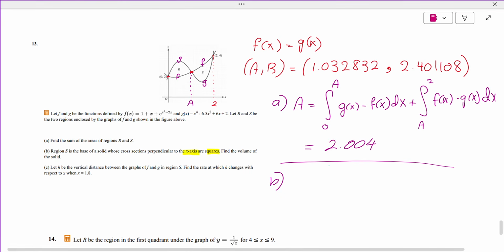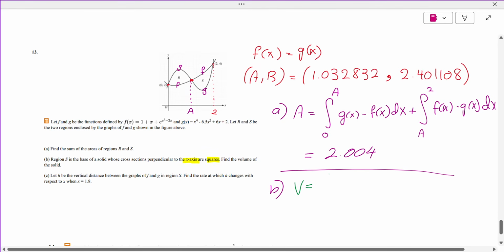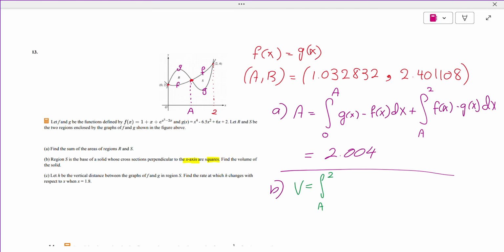Okay, the volume of the solid will be given by the integral from A to 2, because we are interested in the second region, S, right? The upper one is going to be (F minus G) all squared dx. Why squared? Because it says the cross sections are squares. So evaluate this one, you must get 1.283. This is the answer of the second part.